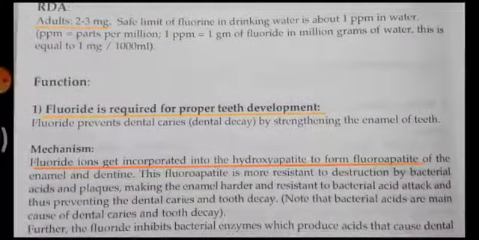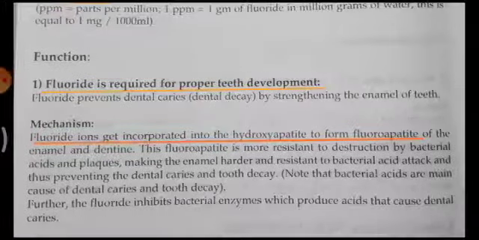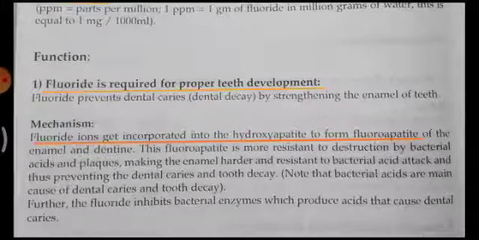Coming to the functions, fluorine has several functions in our body, and a few of them are: one, fluorine is required for proper teeth development. Fluorine prevents dental caries or dental decay by strengthening the enamel of the teeth. The fluorine ion gets incorporated into the hydroxyapatite to form fluoroapatite of the enamel and dentine, and thereby it prevents the attack of bacteria which can ferment and cause acidic pH, which would decay the enamel part. That is prevented by fluorine.